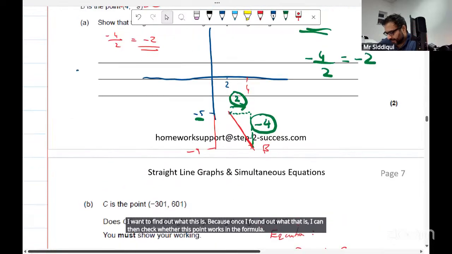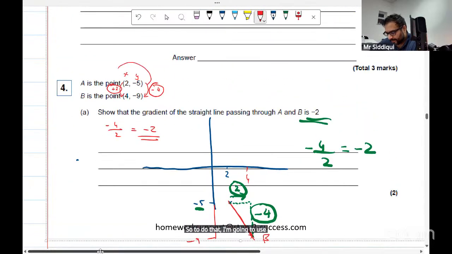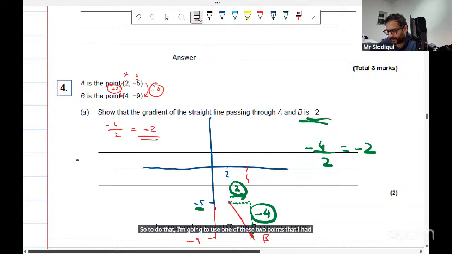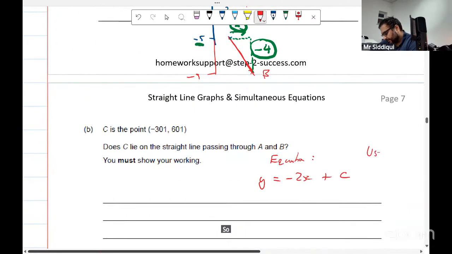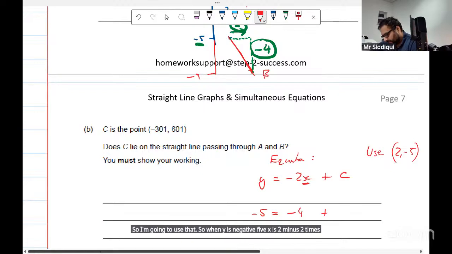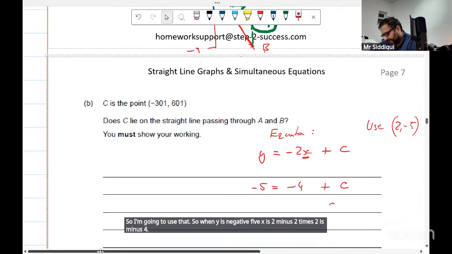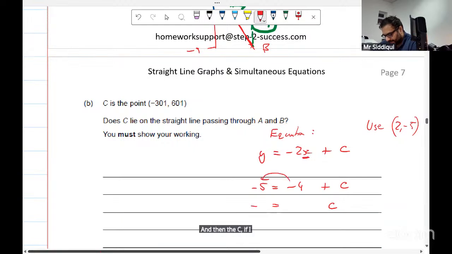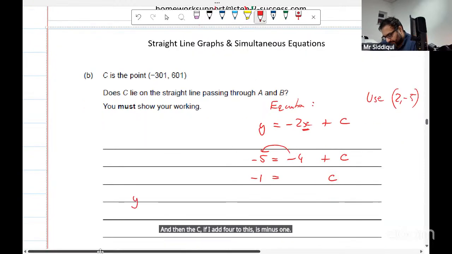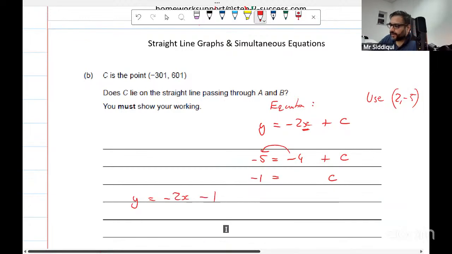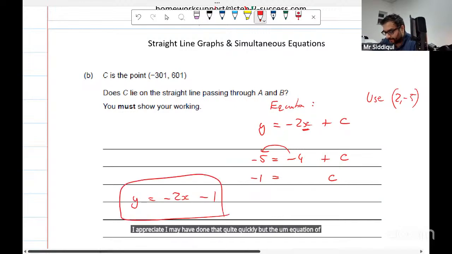So to do that, I'm going to use one of these 2 points that I had earlier. Point A was 2, -5. So I'm going to use that. So when y is -5, x is 2. -2 times 2 is -4. And then the c, if I add 4 to this, is -1, which means my equation is y equals -2x minus 1. I appreciate I may have done that quite quickly, but the equation of that line, which you need to be able to do this question, is that.